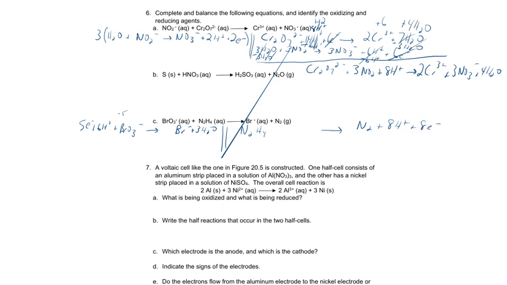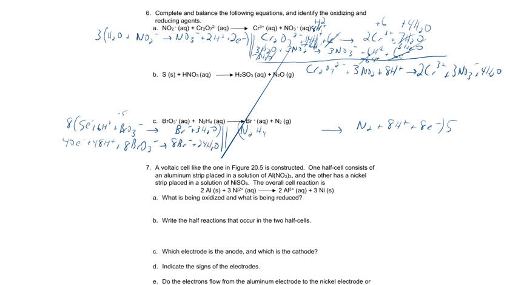That's a weird one. So now the lowest common factor here is 40. So I have to multiply this side by 8. I'm not going to go this high on the other one. And this side by 5. So you would get 40 electrons. Did I do that right? Plus 48 protons plus 8 BrO3 minus gives me 8 Br minus plus 24 waters.